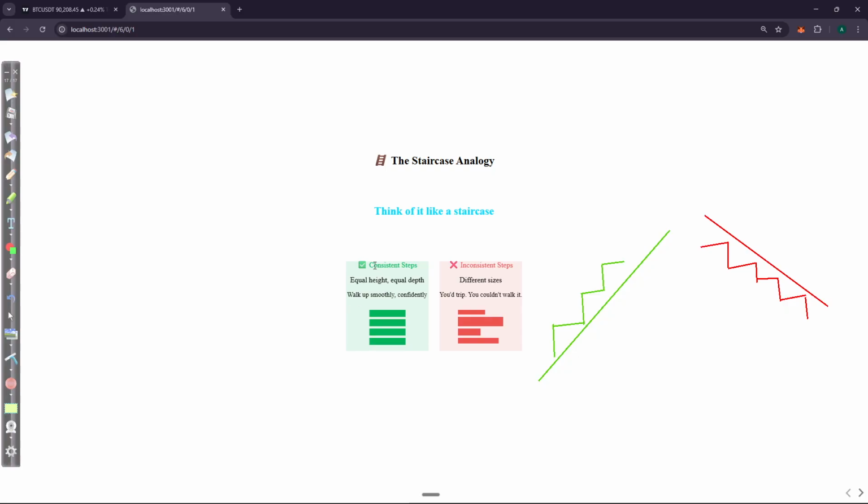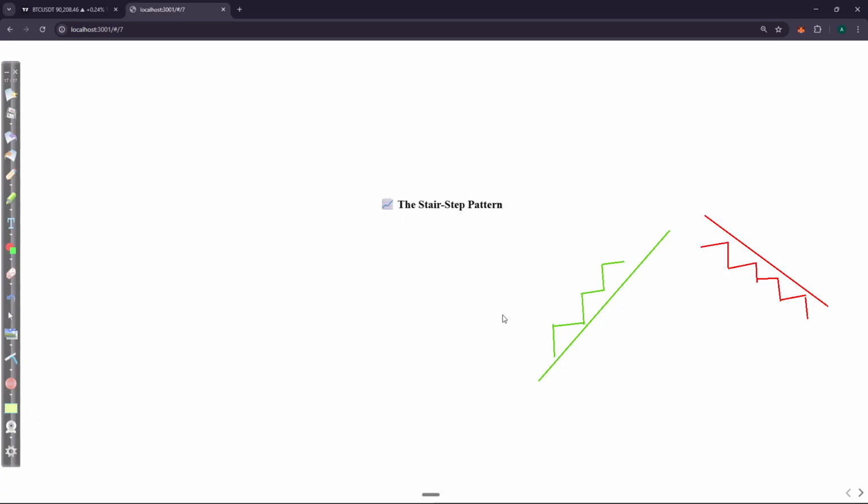So see, consistent steps, consistent height. Inconsistent means like you trip. So the stair step pattern, higher bottoms on each pullback means we are in an uptrend.